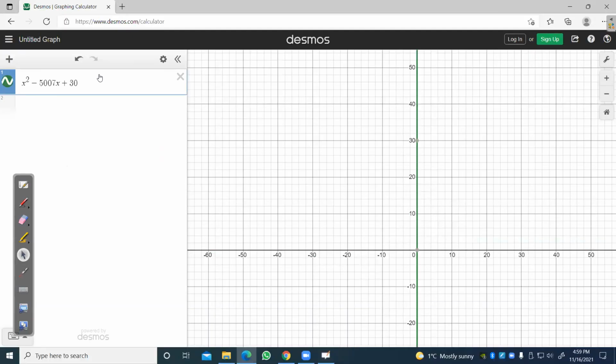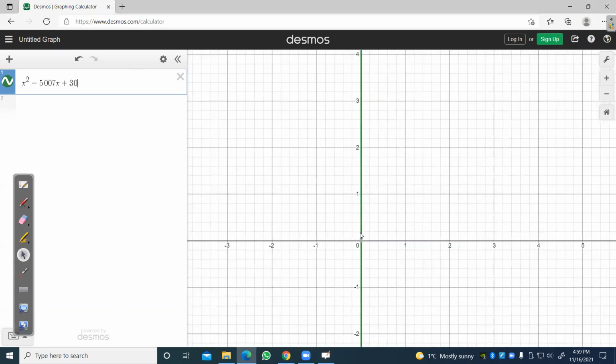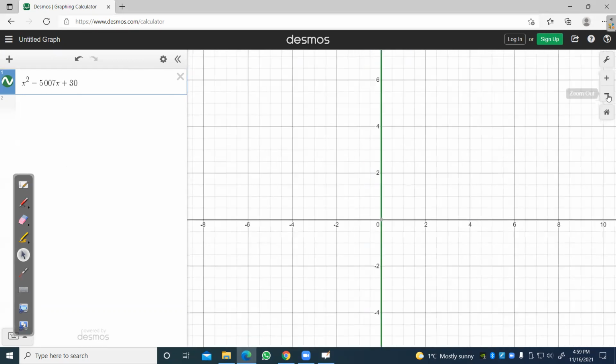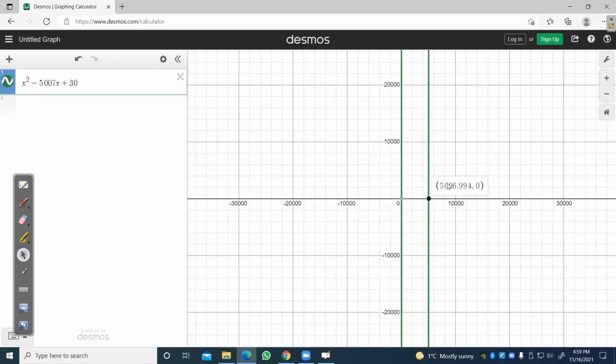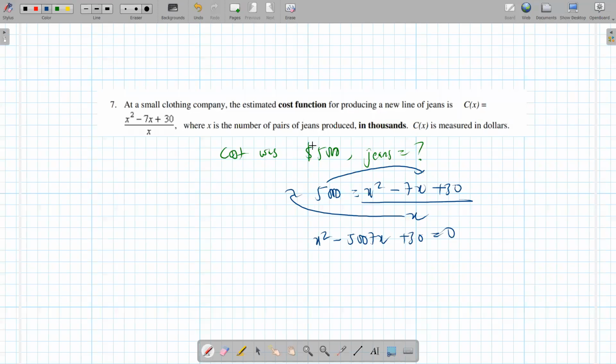And again, you can do this by using the quadratic formula. Okay, I got that as one of the answers. Where's the other answer? The other answer is right there. So they would have sold 5,006 jeans, okay, to make $5,000 cost. Cool.